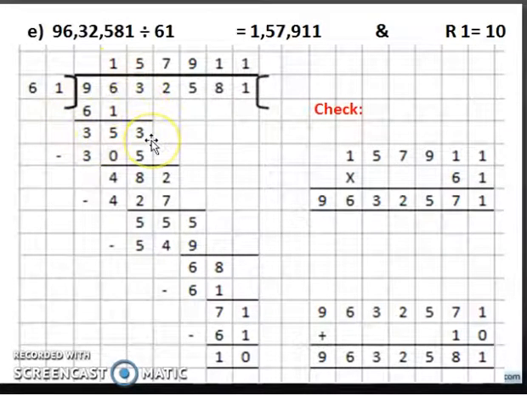I copy down 3. Now, the highest place is the tens place. Now 6 4s is 24, it will be 2 less. 6 5s is 30. So I multiply 61 by 5 in my rough column and I get 305. It is less than 353. So 5s are 305. Minus it, I get 48. Copy down 2. Now 6 8s is 48. You can try with 8, but you will find that you will get 8 at the ones place, which is bigger. So I have to take 7s up.